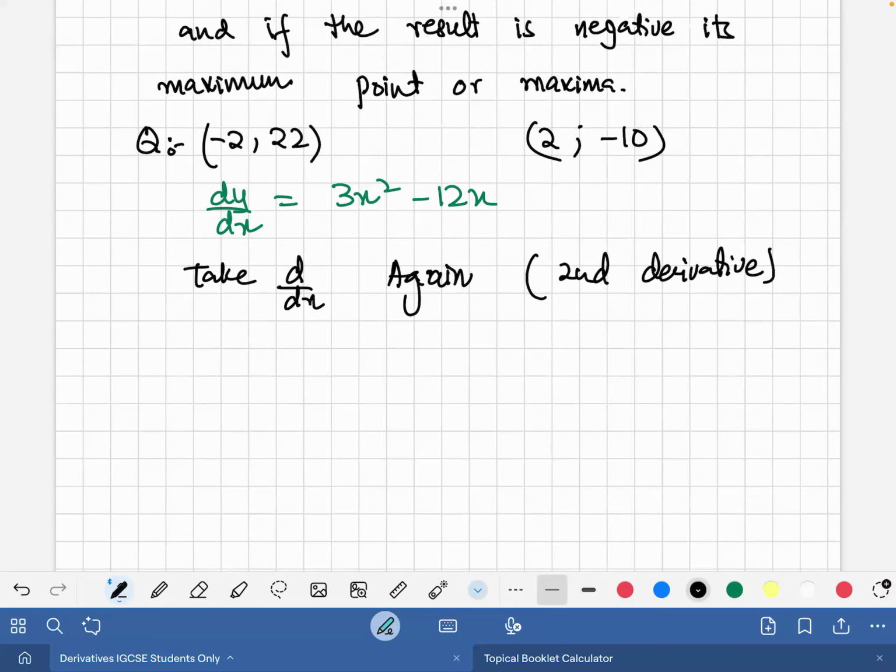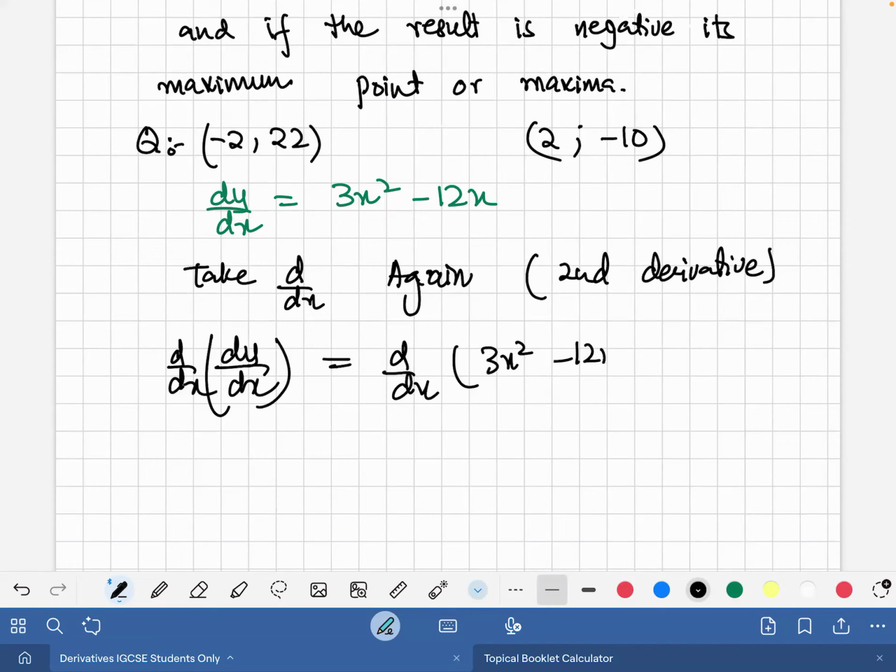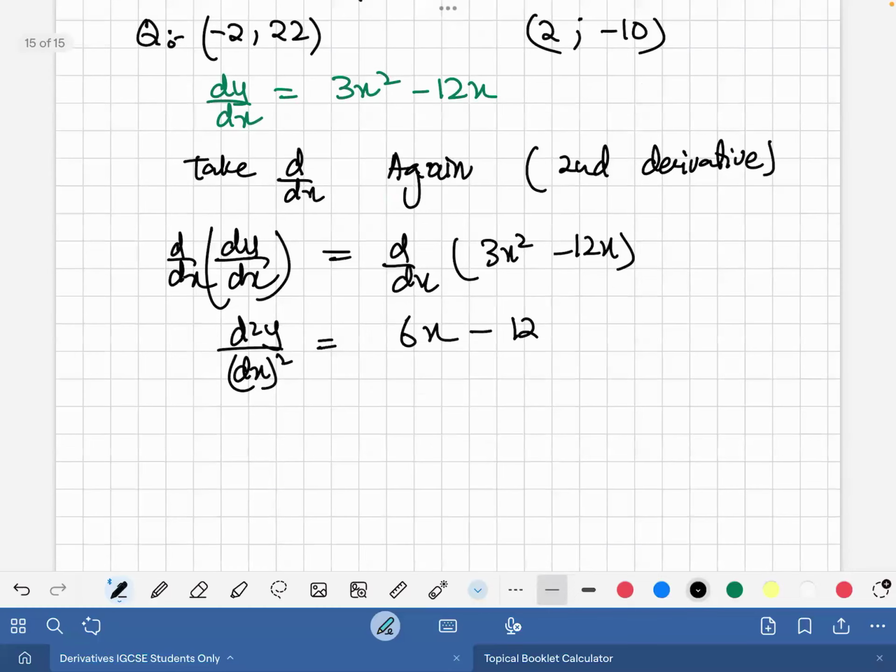So what will happen, everybody? Left side I will take the derivative, right side I will take the derivative again. It would be d square y divided by dx whole square, which is my second derivative. The derivative of 3x square is 6x minus 12. That is my second derivative.